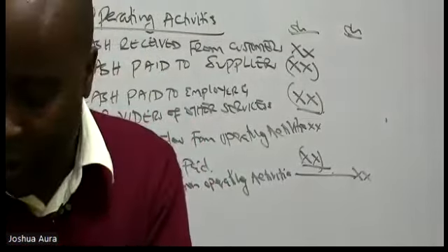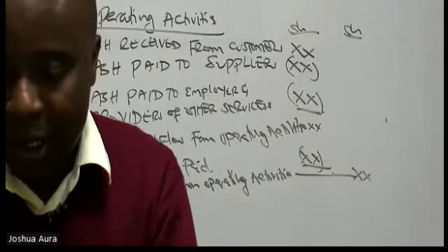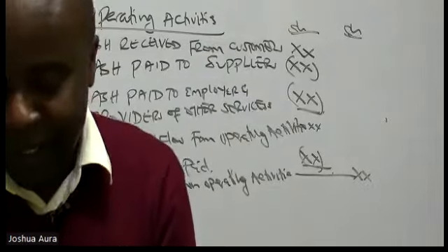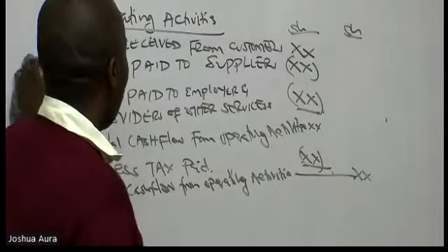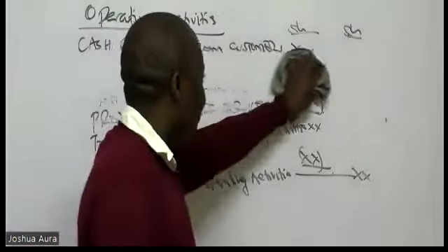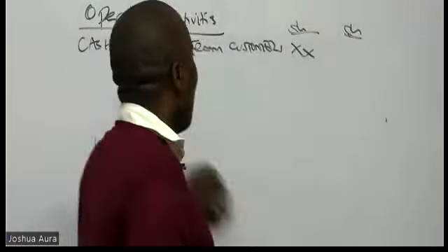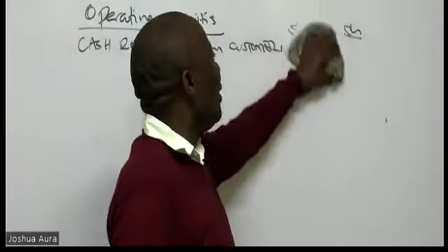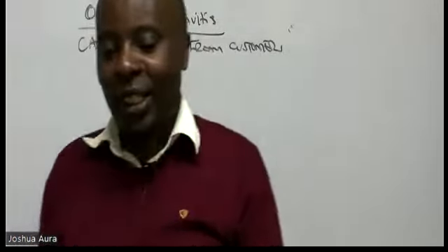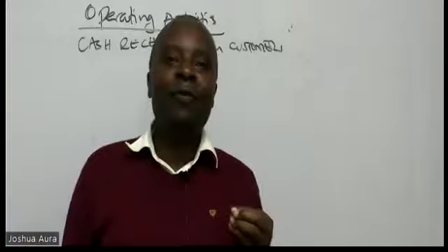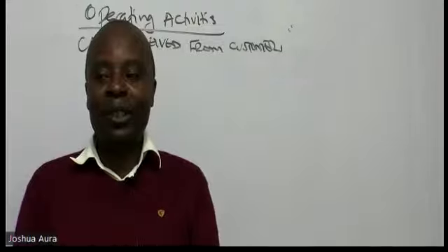Now, ladies and gentlemen, remember that this really is a very straightforward thing. Can somebody guide me? I would want to work with the first item here: cash received from our customers. Which account do you think I am going to work with to derive this figure of cash we are going to receive from our customers? Direct method. Which account do you think is very important to me?